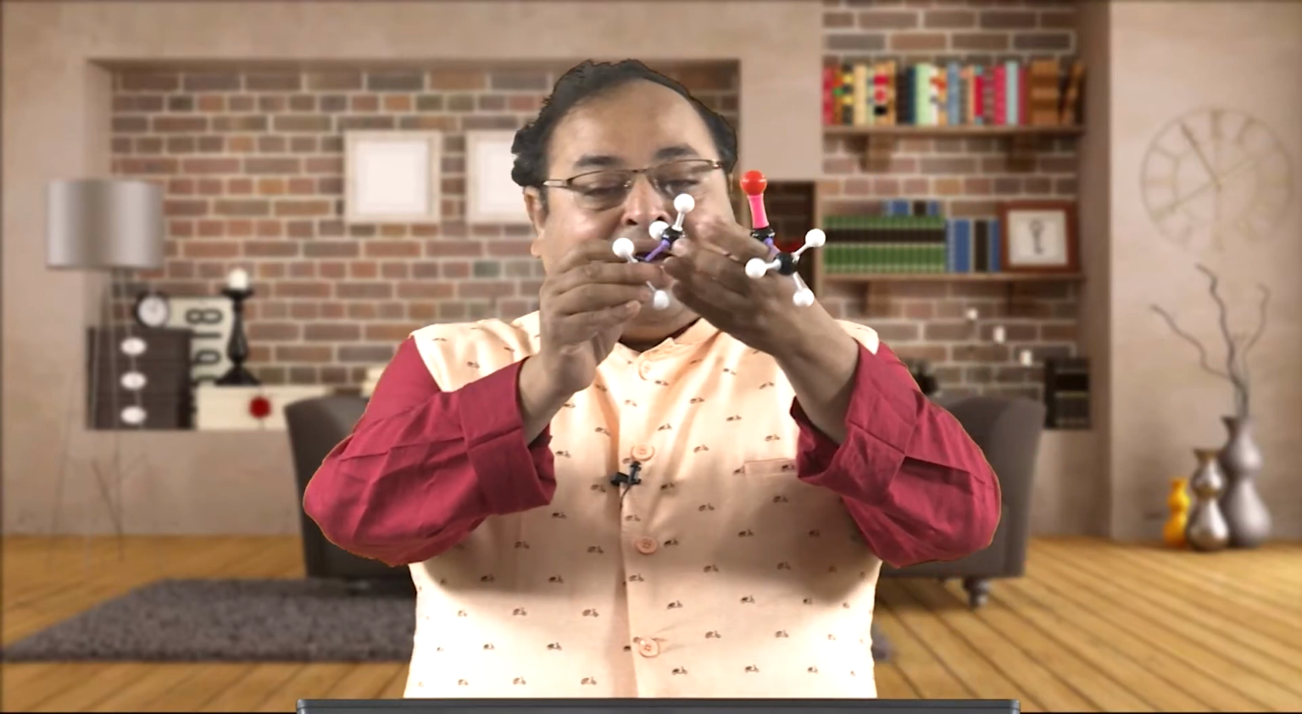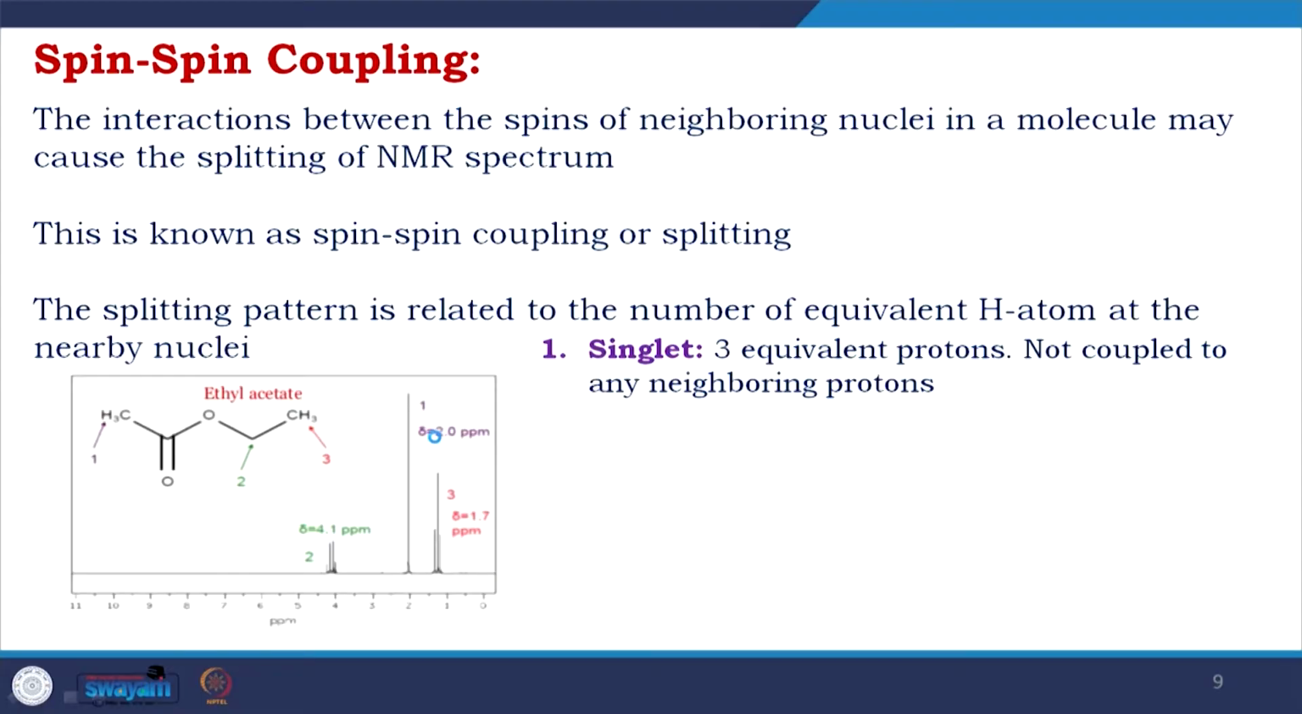So, if you look at this one, it has no nearby hydrogens. So, this methyl group will give 1 peak. These are having 2 of this hydrogen, so they will give a triplet. These are giving a quartet. Let us see. Singlet, 3 equivalent positions not coupled to any neighboring protons.